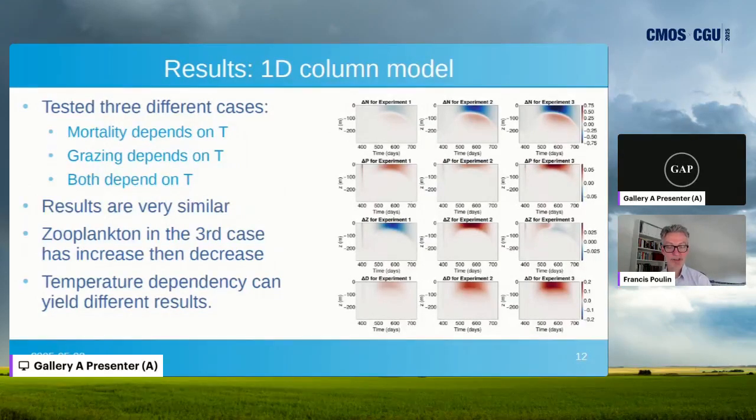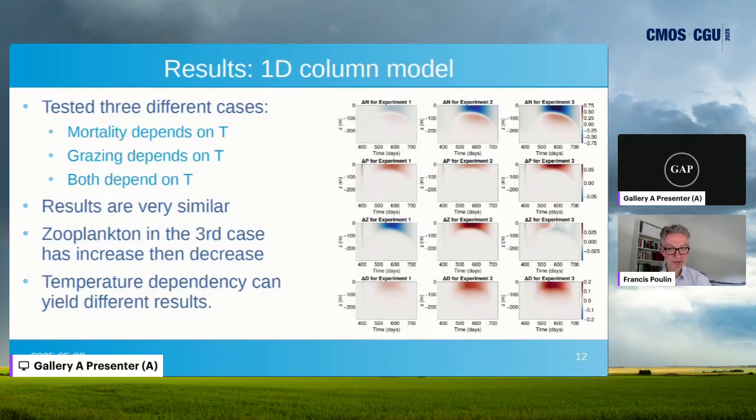But what's more interesting is that in the third column, for the zooplankton, we see that because of the zooplankton mortality depending on temperature, these zooplankton tend to die off more in the first case. They tend to grow more strongly in the second case because the grazing can be larger because of the temperature increases. But when we include both, we actually see a rather nonlinear behavior. There's growth early on, but then there's decay.